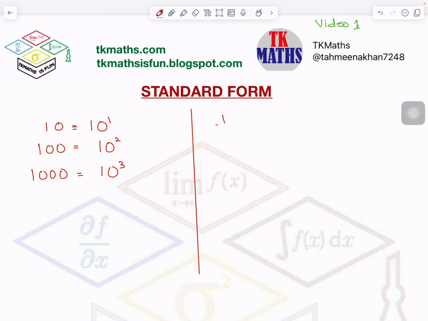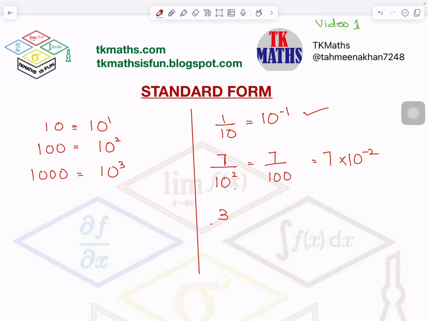if I write 1 over 10, it is equivalent to 10 power minus 1 because of the law of indices. Suppose let's take a number here, suppose 7, divided by 10 to the power 2. What does it mean? It actually means 7 divided by 100. So if I apply the law of indices, it will become 7 into 10 power minus 2.